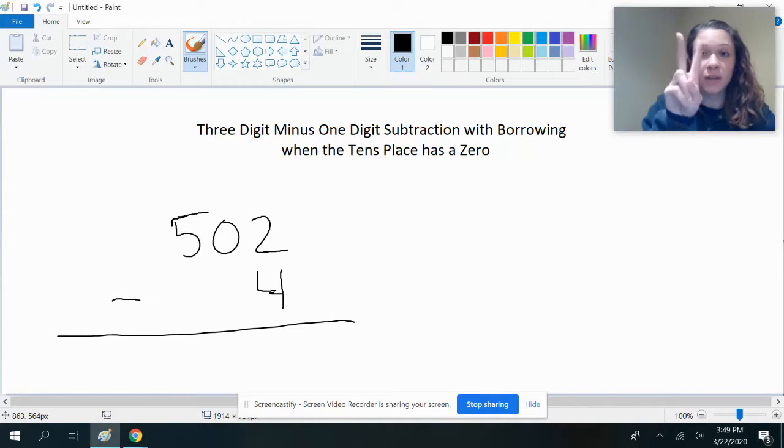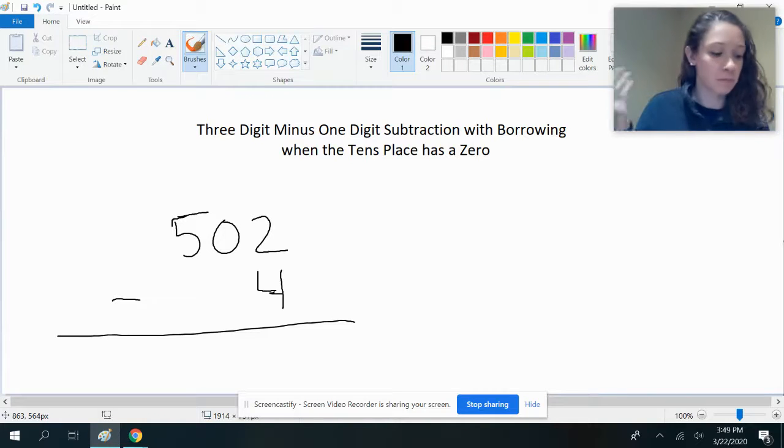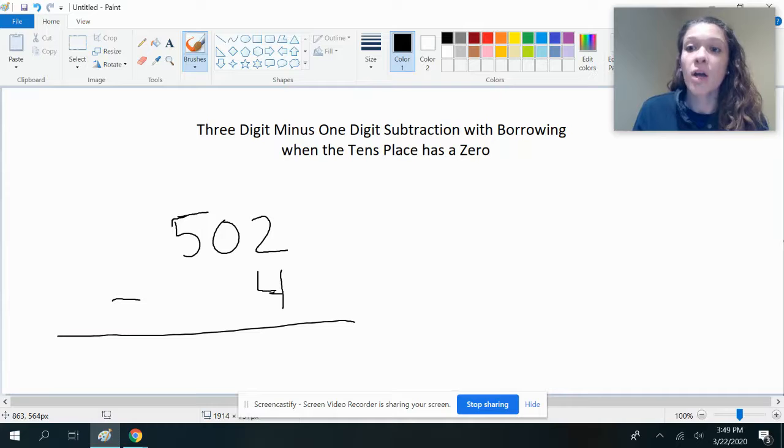So I'm going to hold up 2 fingers and let's see if I can take away 4 from this. 1, 2. I have no more numbers to take away, so I cannot do 2 take away 4. That means I'm going to need to make my HTO chart off to the side, my hundreds, tens, and ones chart, so I can see what's happening when I borrow.